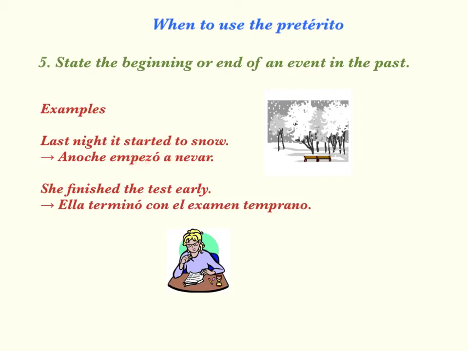She finished the test early. We're marking the end of the event here. She finished, so it would be ella terminó con el examen temprano. So there's our 5 rules for when to use the preterito. Feel free to briefly review those 5 rules so you are able to recognize when to use the preterito as opposed to the imperfecto, and keep those things in mind when thinking about the past tense. Okay, let's look at some examples and some practice now to see how we do with our preterite verb conjugations.